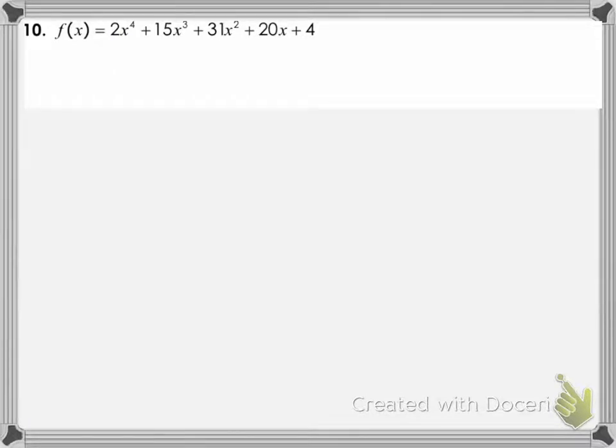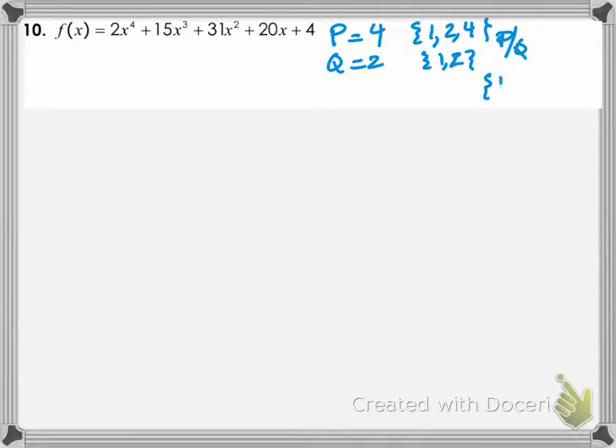Nothing looks good to factor out, so I'm going to have to use P over Q. So P is equal to 4, and Q is equal to 2. So P is 1, 2, and 4, and Q is 1 and 2. So possible P over Q are plus or minus 1, plus or minus 1/2, plus or minus 2, and plus or minus 2 over 1, and 2 over 2 is still 1.